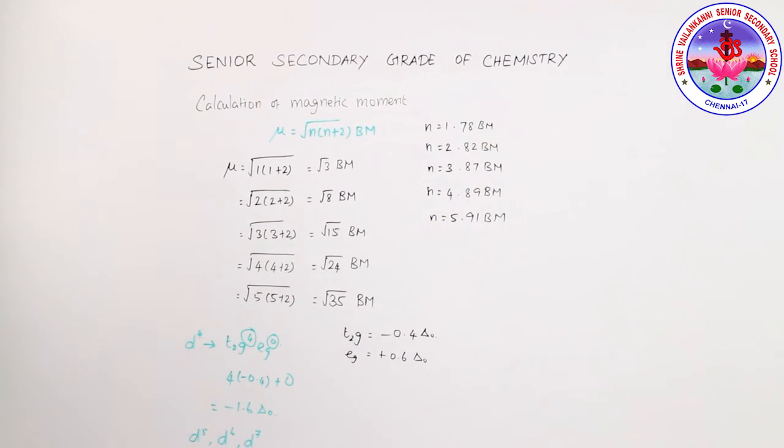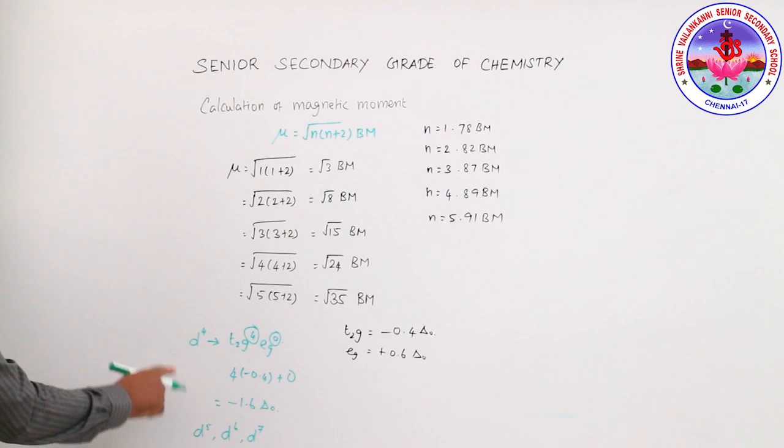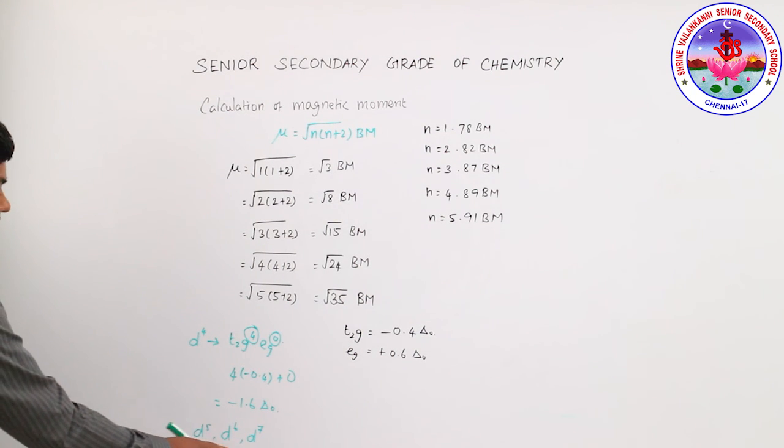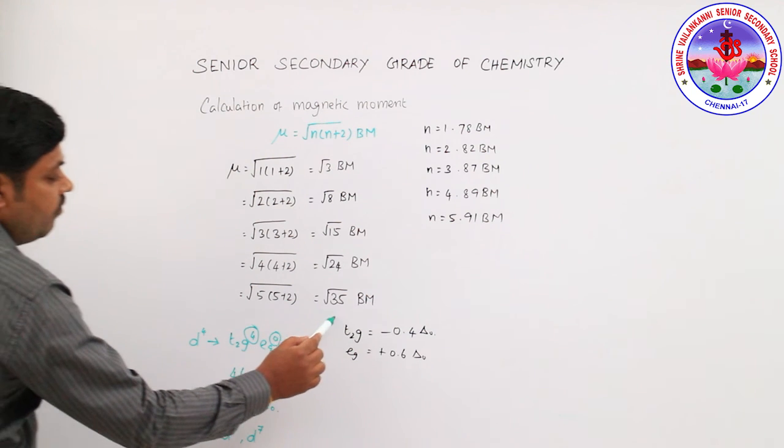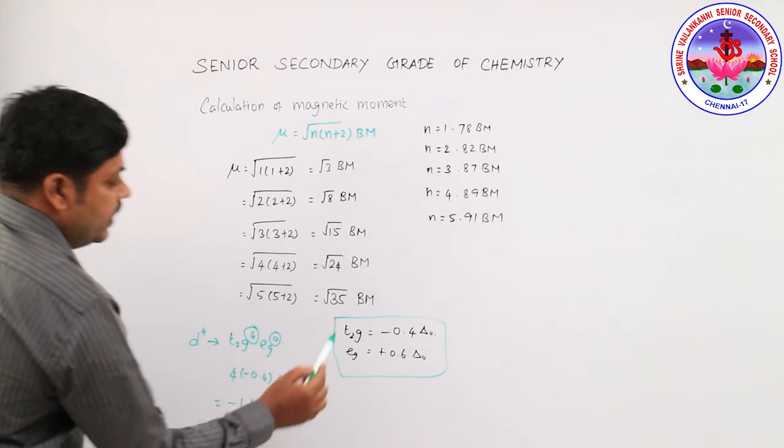D8, D9, D10 are also the same. So, just calculate for D5, D6 and D7. Write the electrons, then the values are here, just apply them.